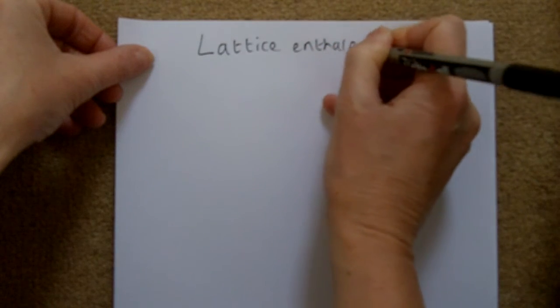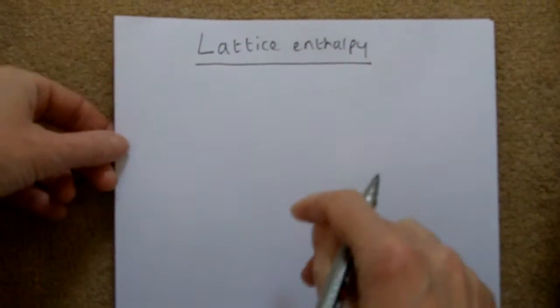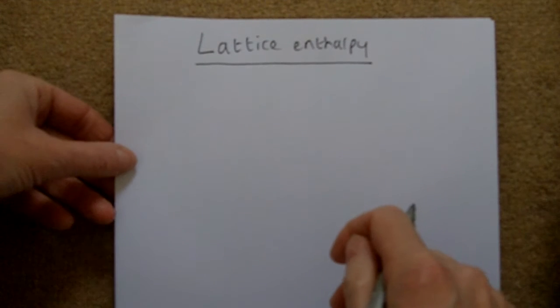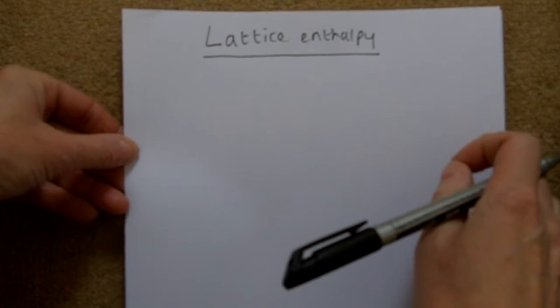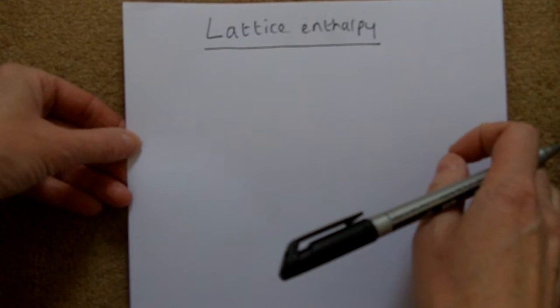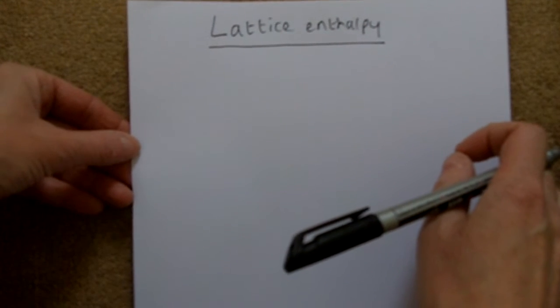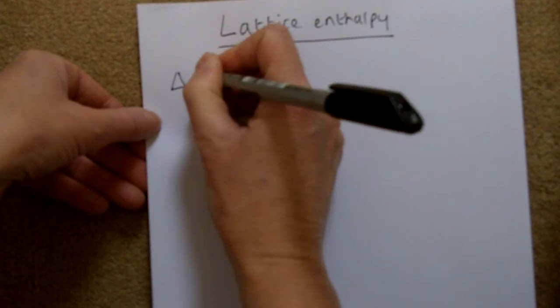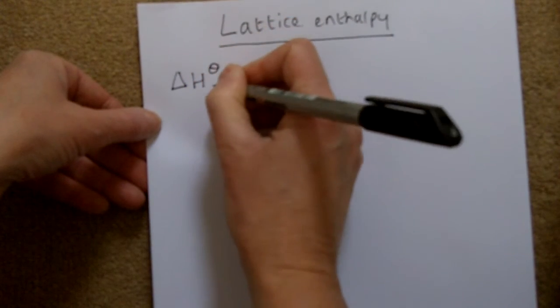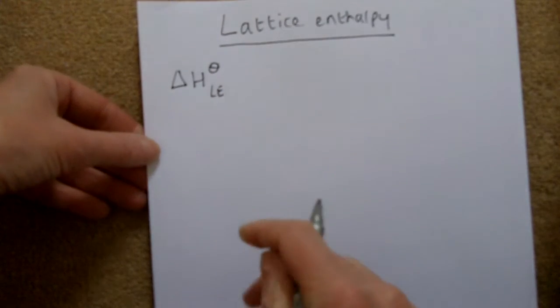Lattice enthalpy. Okay, right, this topic has got a lot of definitions. I'm going to go through the definitions quite quickly, but you can always look up the definition. Okay, first, the definition of lattice enthalpy. So lattice enthalpy, the symbol is a standard enthalpy change. That's the symbol that we use.